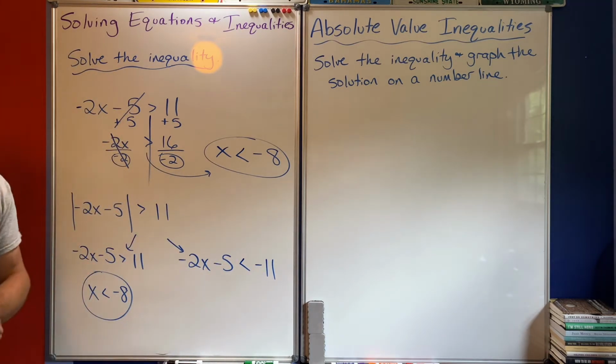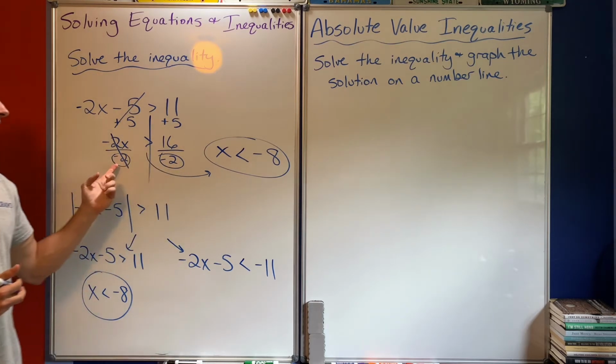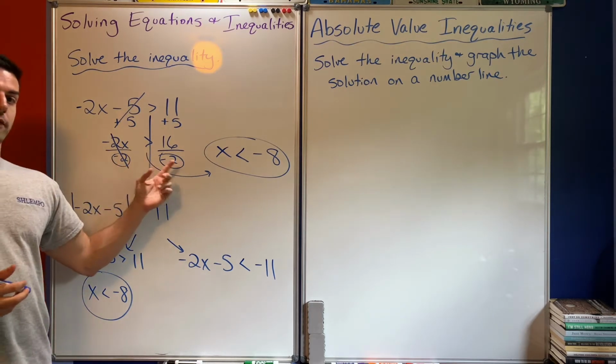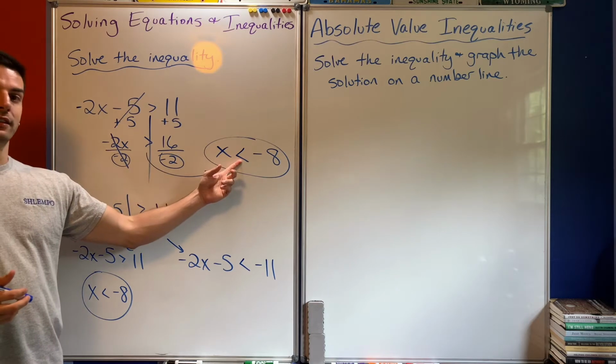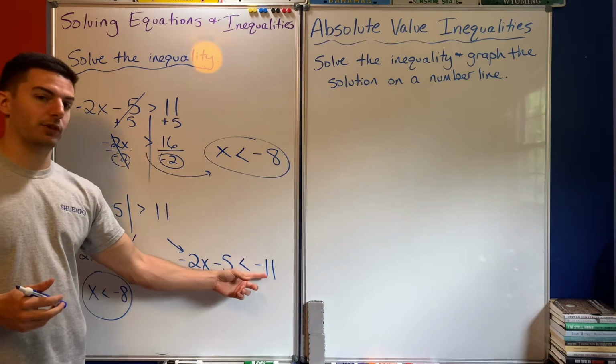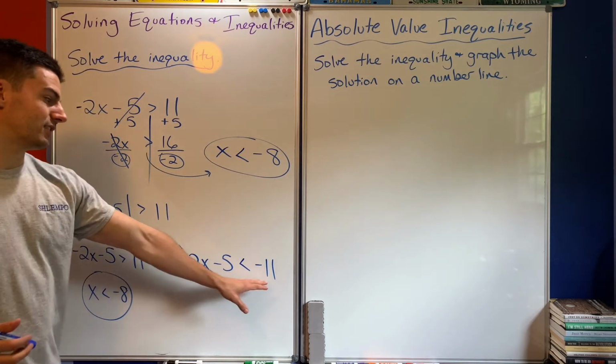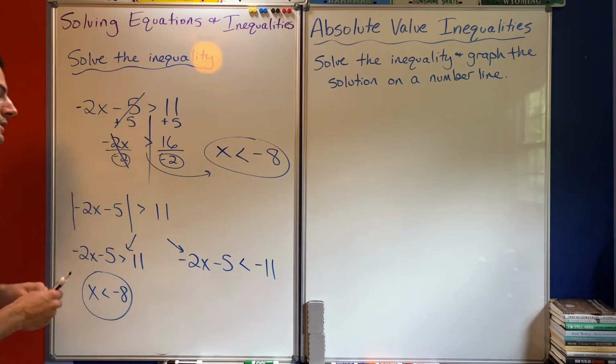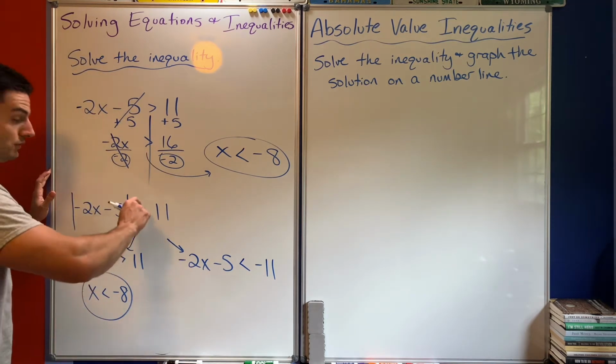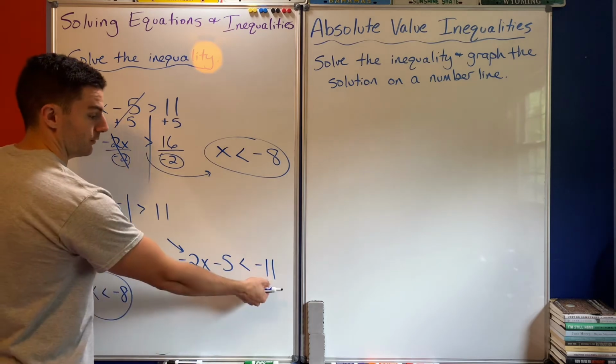And I do that for the same reason as when I multiply or divide by a negative, that flips the sign. It's for the same reason that I have to flip this inequality sign when I change this solution to a negative, okay? So just remember that we flip the inequality sign when we also flip the answer.